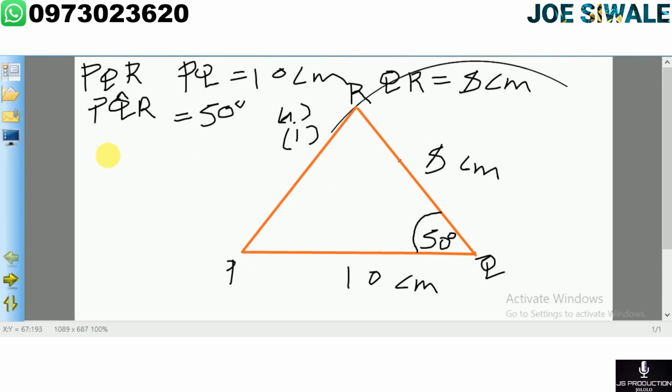So I'm going to write Roman numeral 2, the length PR is equal to 7.5 centimeters. I can also write it on my diagram, 7.5 centimeters. Let us go to the other question.